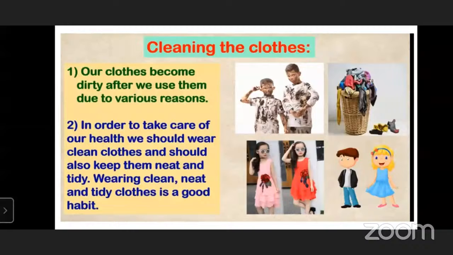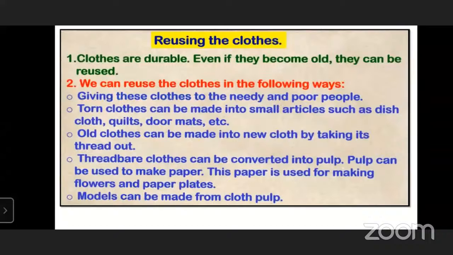Now, reusing the clothes. Children, this is another thing. Reuse means use again. Let's see how. Clothes are durable. Even if they become old, they can be reused. For example, the shirt which you used to wear in first standard won't fit you now because you're grown up. But if the condition of the shirt is good, you can ask your brother to wear it. In this way, we are reusing the clothes.